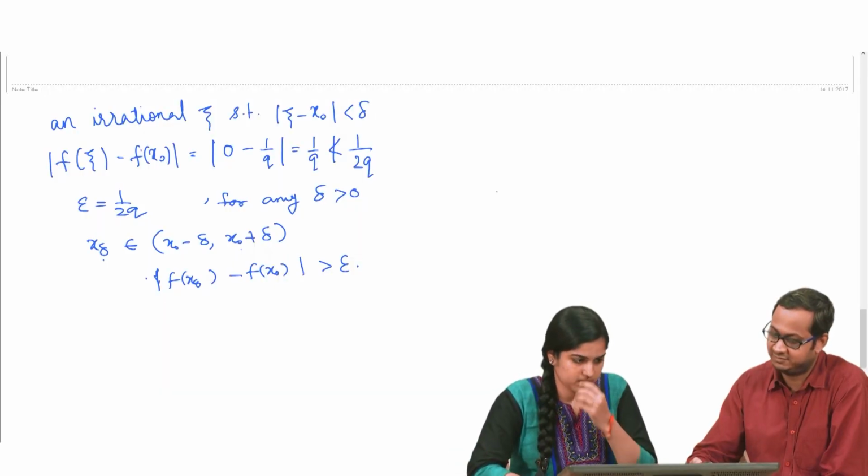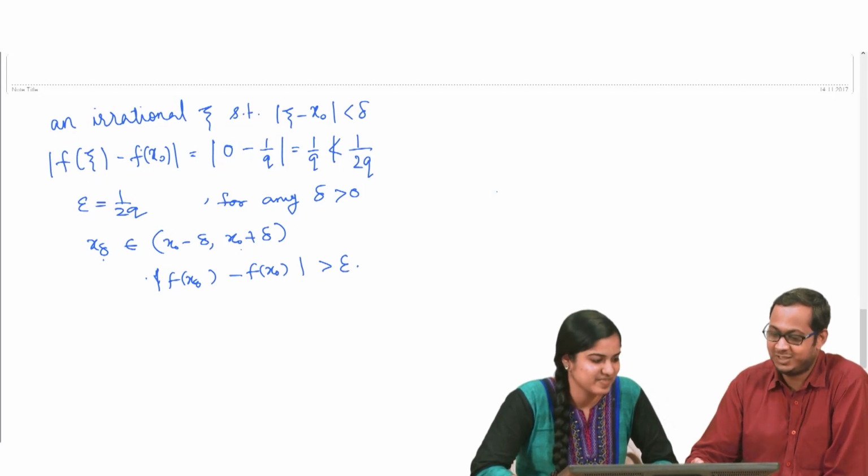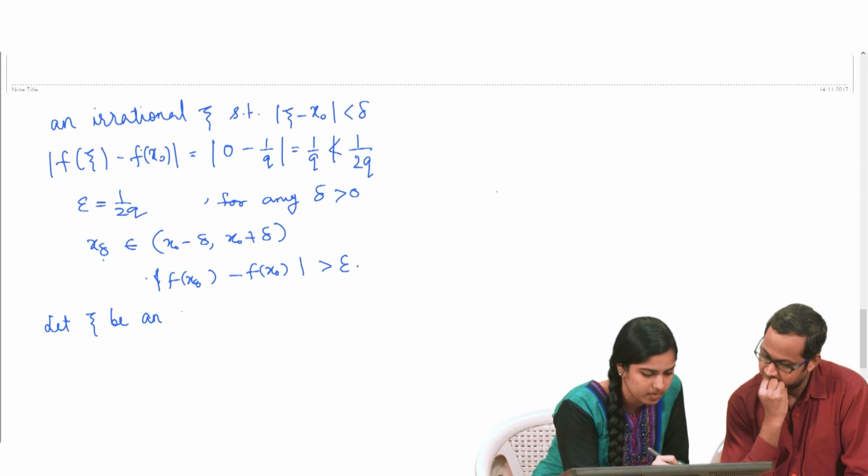Okay. What about the continuity at irrational points? I think it will be very tricky. We don't know how to start. Okay, I'll give you a hint. Yes, ma'am. You start with an irrational number. Take xi to be an irrational number. So let xi be an irrational number, and take epsilon to be greater than 0.